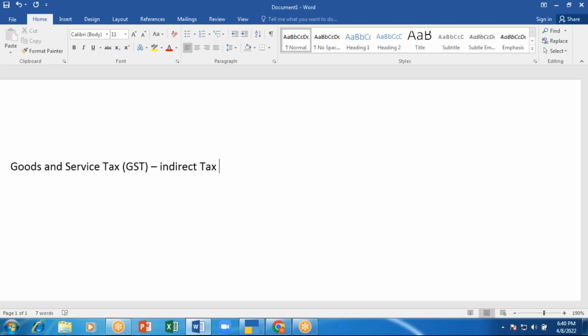So before GST, we had many taxes. The types of tax we had were VAT, service tax, CENVAT, CST, excise duty. Like this, there were many taxes. So what was happening before GST, what all I had to do.